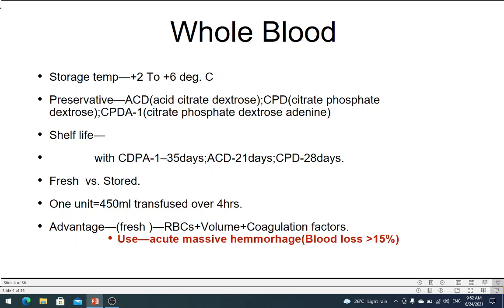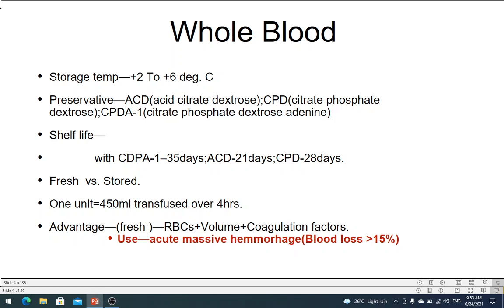Whole blood. I was talking to you about fresh and stored blood. I told you fresh blood is the best thing to replace when there is acute blood loss. The problem is availability. But the advantage of fresh blood is that it is metabolically active. It contains all the coagulation factors, and because it is whole blood, it will expand the volume also. Besides oxygen carrying capacity and the clotting factors, it will expand the volume.